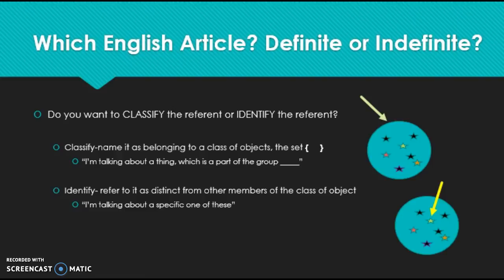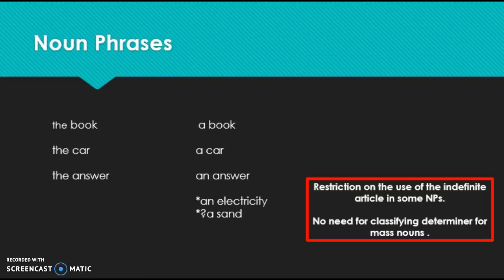There are some restrictions that we'll talk about. For instance, we wouldn't say an electricity or a sand, perhaps. So there are some restrictions on the use of the indefinite article that we're going to talk about here and also in the reading that we'll have.